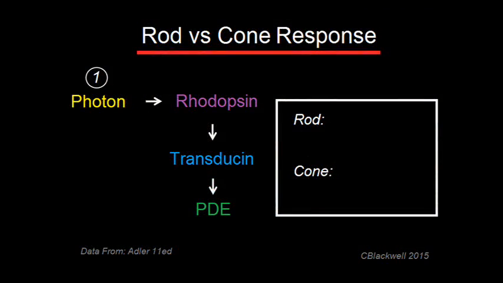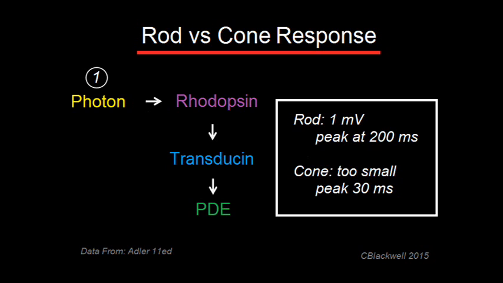To give you an example, a single photon response in rods is about 1 millivolt, a few percent of the maximum rod response, with a time to peak response of 200 milliseconds. Cone response is faster, peaking at 30 milliseconds, but their response to a single photon is smaller, too small to separate from background noise.